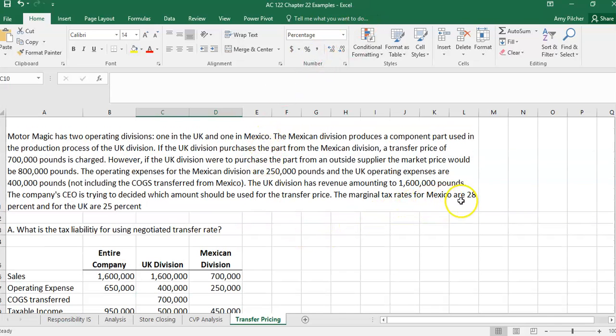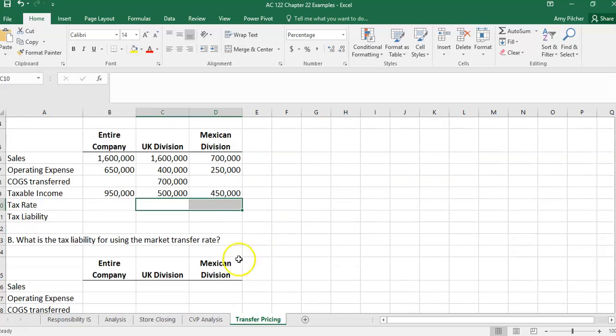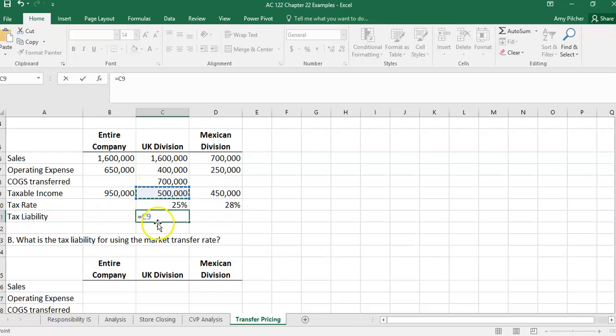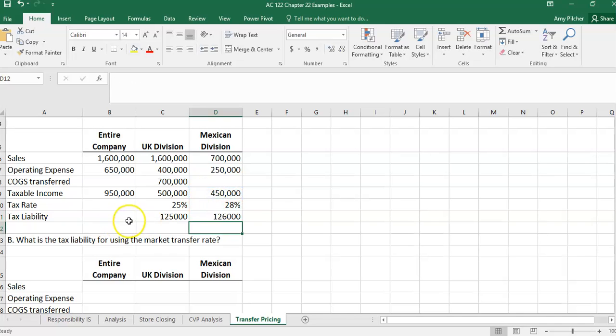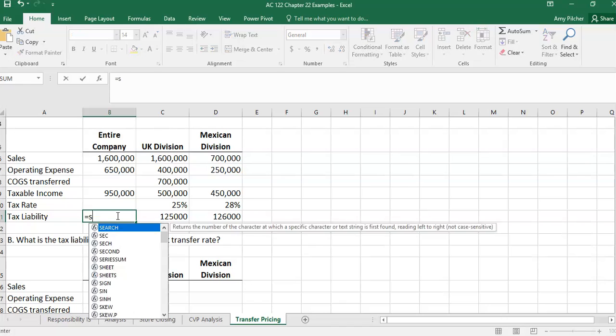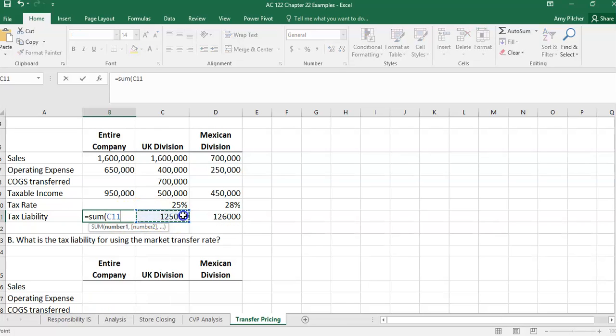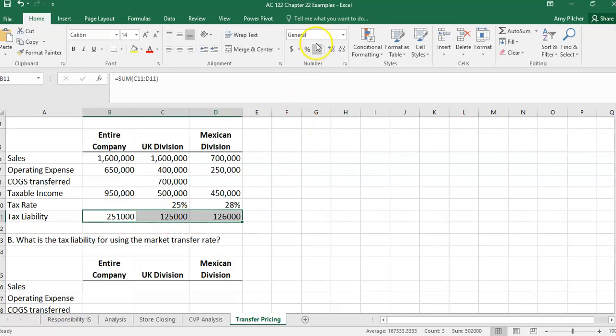Then we have that the marginal tax rate is 28% for the Mexico division and 25% for the UK. So 28% tax and 25% tax. We take the taxable income for each division times the tax rate, and we get the tax liability from that division's income. Add those together, and that gives us the tax liability for the entire organization.